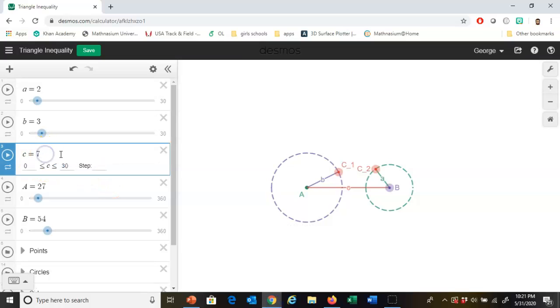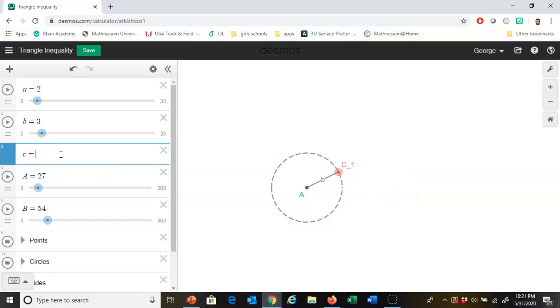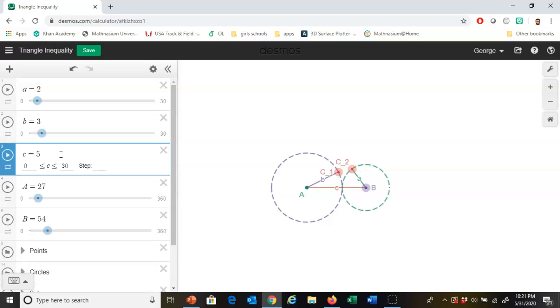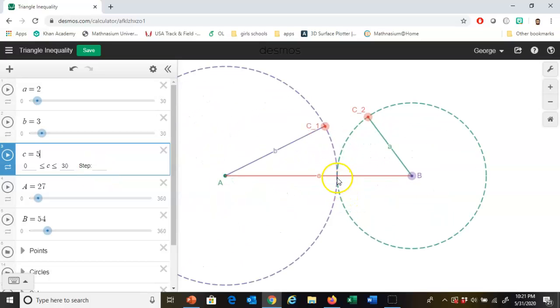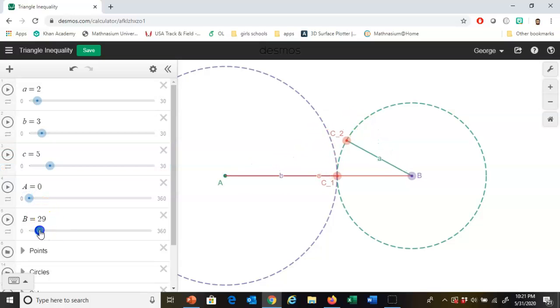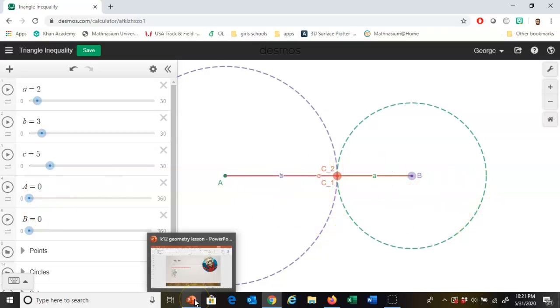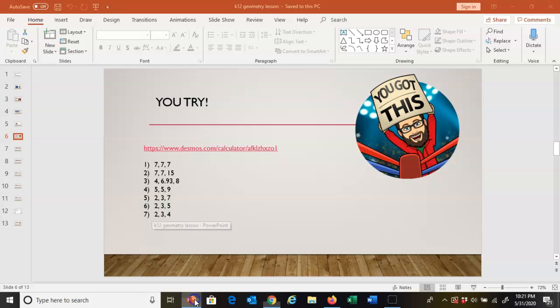Next one, we're just keeping the 2 and the 3, and we're changing the 7 to a 5. Okay, that looks a little better, but I don't know if it's better enough. It looks like where those circles are intersecting happens to be on side length C. So the only way I can make the endpoints, the C's, on that intersection point is if A and B actually fall on side C, with these angles being 0, and that's not really a triangle. So it's close. We're going to have to count that as a no also.